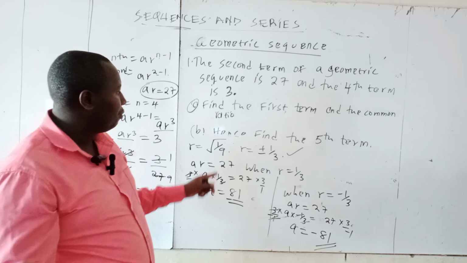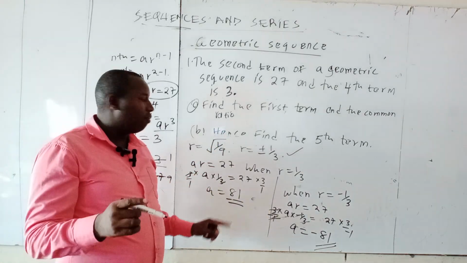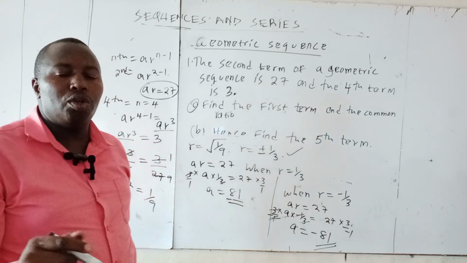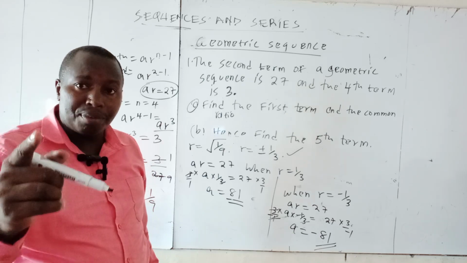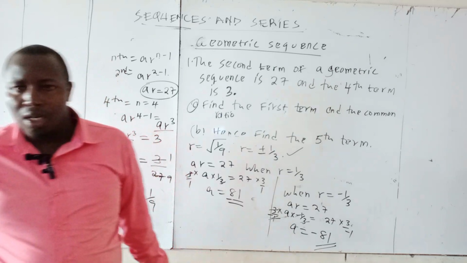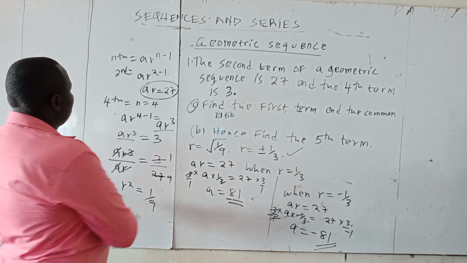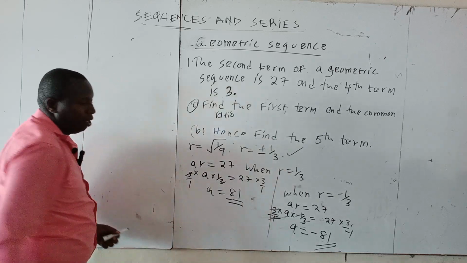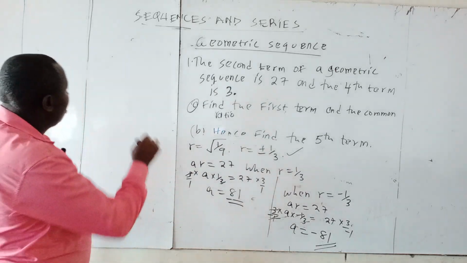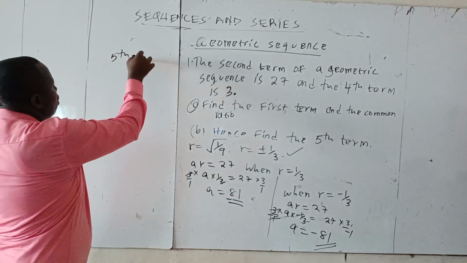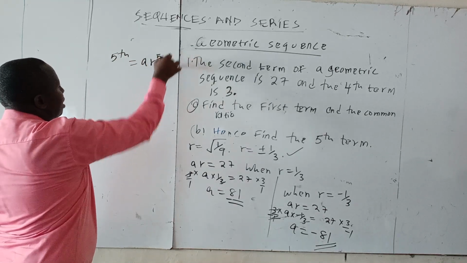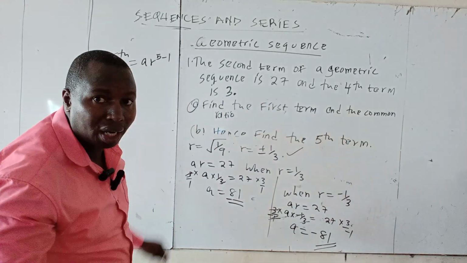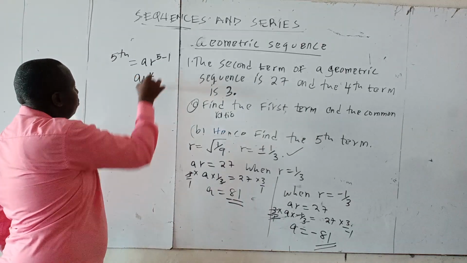Now the last question here, you are told, hence find the fifth term. Meaning, we also have two values of the fifth term. How do you get the two values of the fifth term? So the fifth term is got by ar to power 5 minus 1. So 5 minus 1 is 4, so ar to power 4.